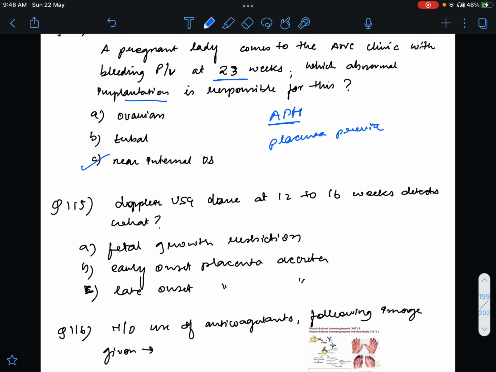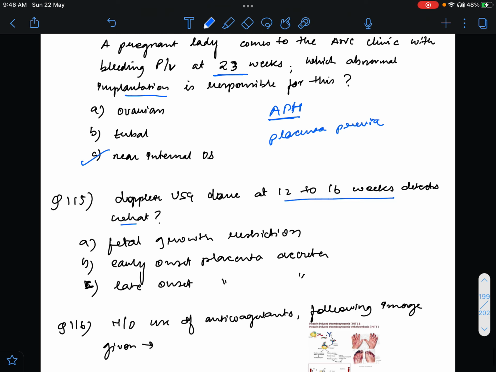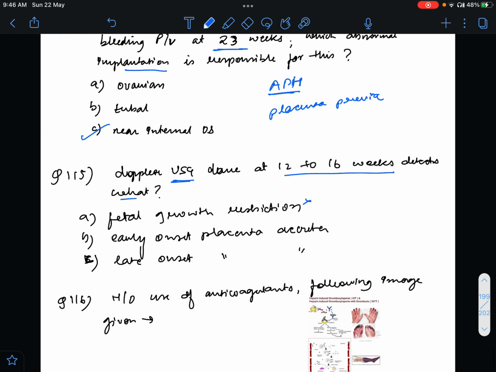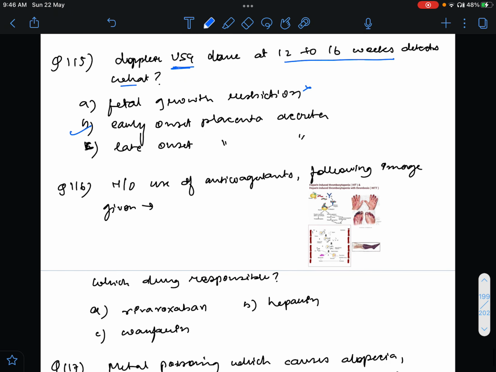Question number 115. Doppler USG is done at 12 to 16 weeks. What does it detect? When I marked this answer wrong, I could just see the USG, I didn't see the Doppler part. I marked it as fetal growth restriction, but that is the wrong option because it's not used for monitoring the growth. Doppler USG is used for placenta abnormalities, and since it's 12 to 16 weeks, I think it'll be early onset placenta accreta. But I even got this answer wrong. This was another good question.